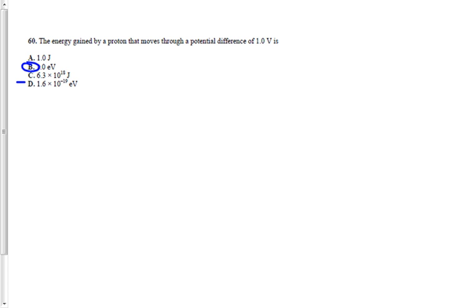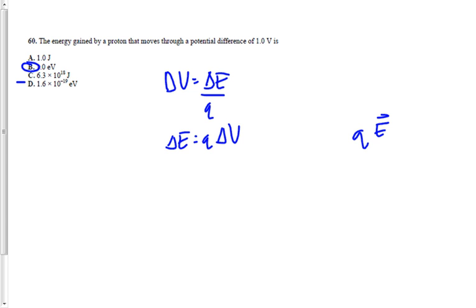Well, we want to find the energy gained by a proton when it moves through a potential difference of a volt. Delta V is equal to delta E over Q. So we're going to rearrange that equation. Delta E is equal to Q times delta V, instead of Q times E. Q times E is force. It comes from the electric field. Q times delta V is energy. So don't get those two mixed up.